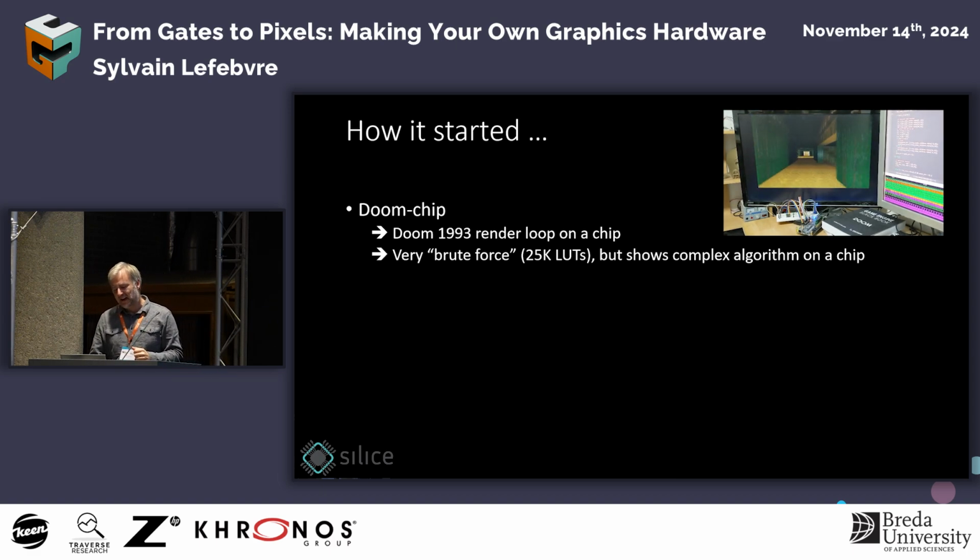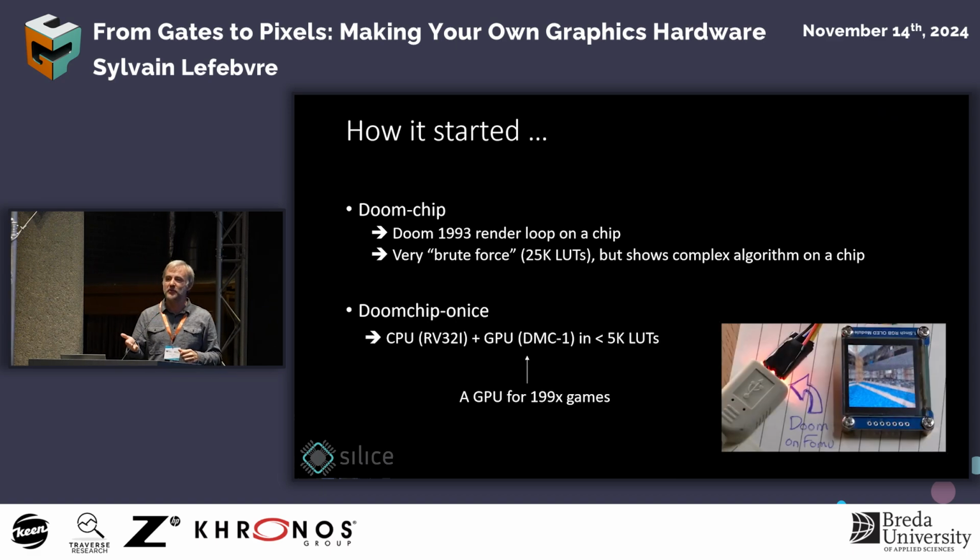So after that, I tried a more subtle approach, which is the Doom chip on ice. And here, I constrained the hardware budget to be only 5,000 logical elements. So that's a small FPGA that I will describe later. And inside these 5,000 logical elements, I fit both a CPU, which is a RISC-V, like the simplest form of RISC-V CPU, as well as a custom GPU, so that it can accelerate rendering.